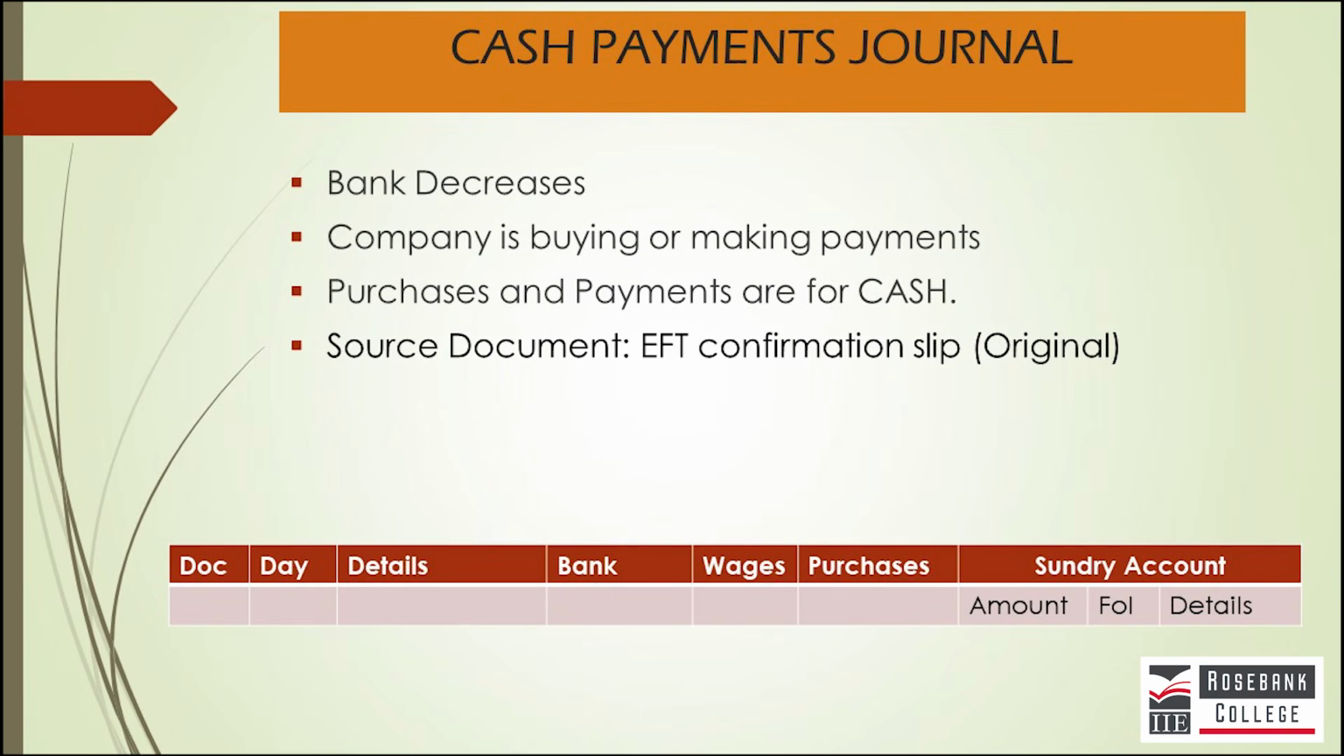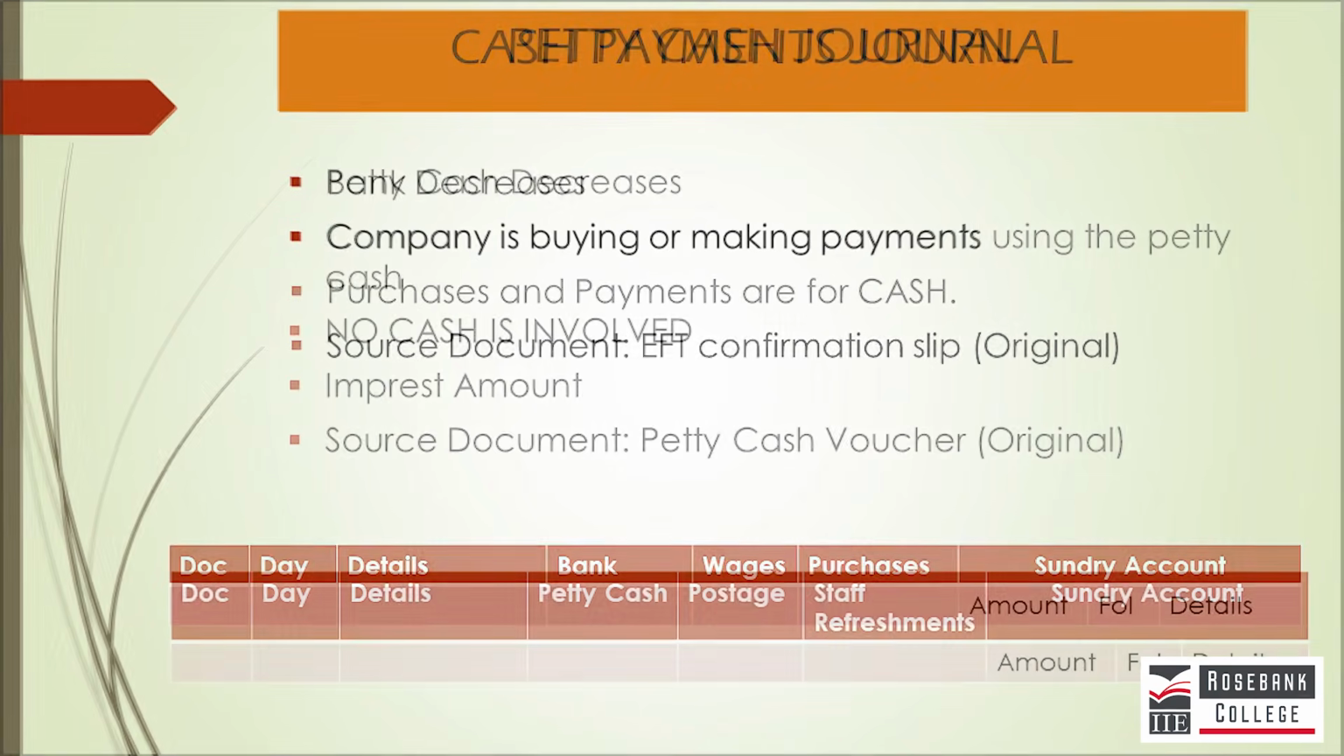The framework has few changes from that of the previous journal. Under details, we record name of the person we paid or bought from. Bank, we record the amount that decreases the bank account of the business. Wages and purchases will change depending on a framework provided to you. Purchases is used in the place of inventory. Sundry account is the same for all journals.